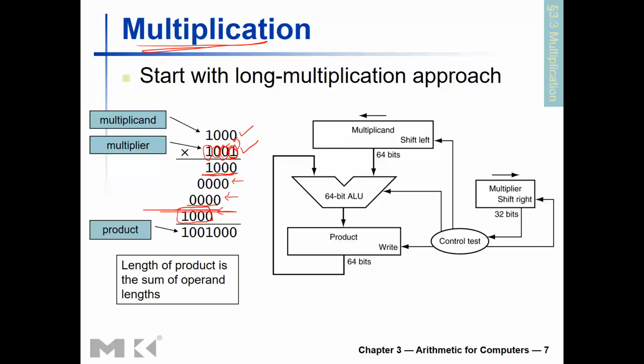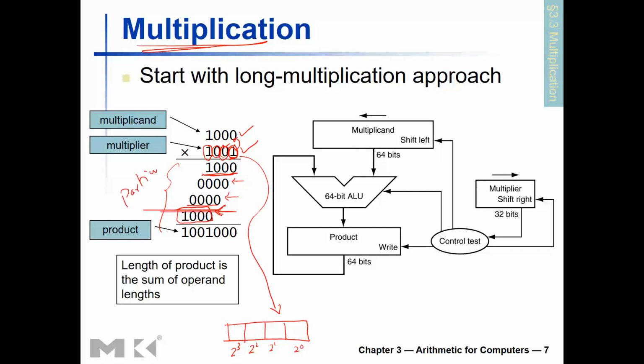And this shifting is because of the weight of these digits. If you look here, this multiplier, the very first bit has a weight of 2 to the 0. The second bit has a weight of 2 to the 1, then 2 to the 2, and 2 to the 3. And that's why we shift these results. Okay, we call those results partial products.